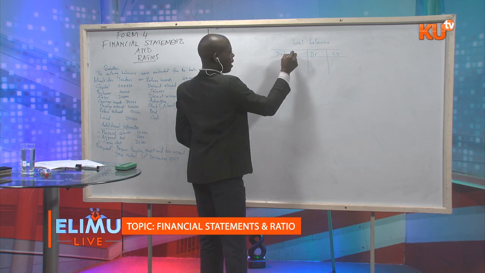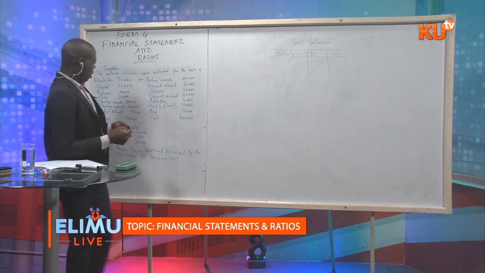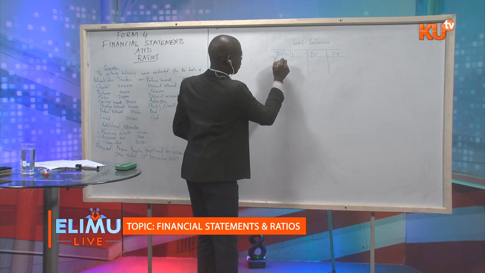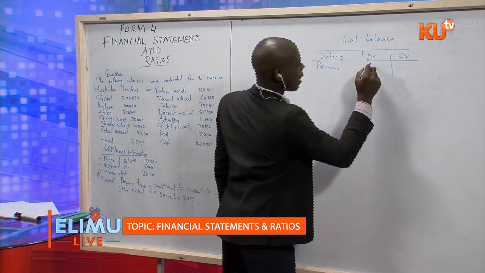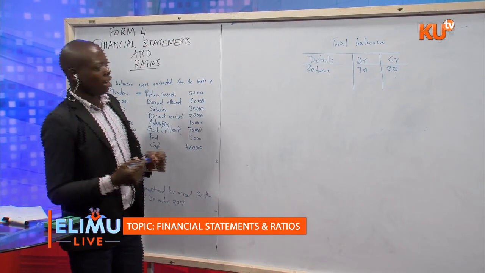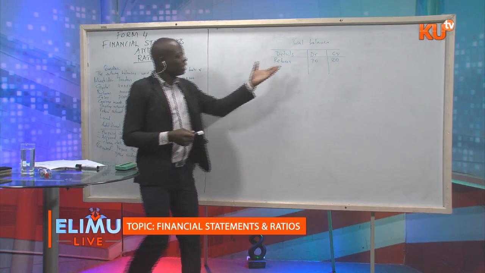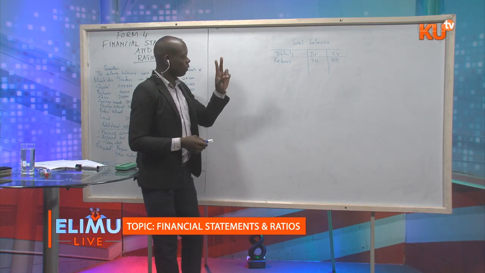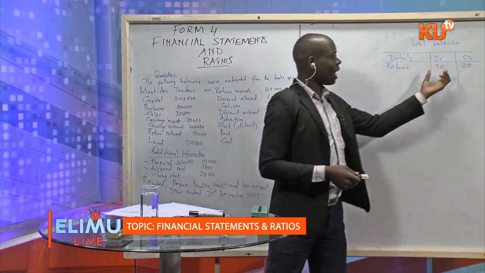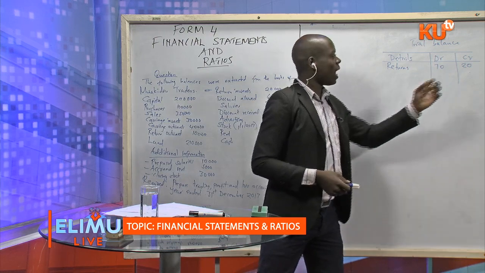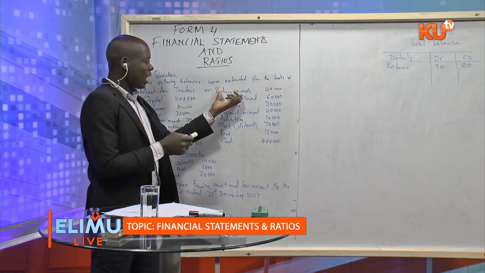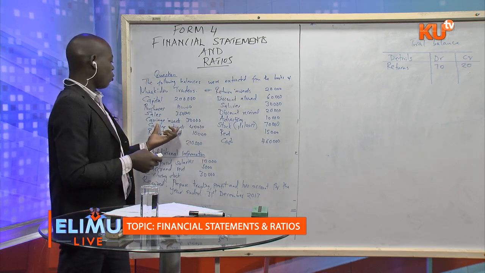So if you are given a trial balance, I want to use an illustration of returns. We write returns, and the figures written here are 70 and 20. You'll have to understand what these returns are, because we have two returns: returns inwards and returns outwards. Which return has a debit balance and which has a credit balance? That will help you identify the returns inwards and the returns outwards.